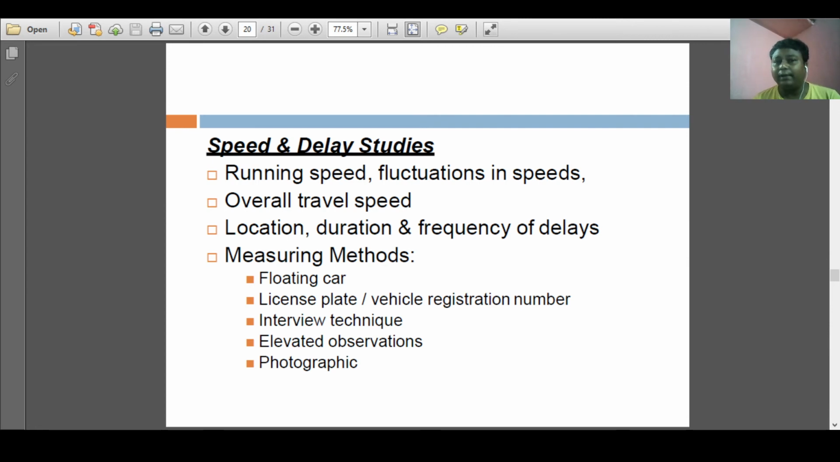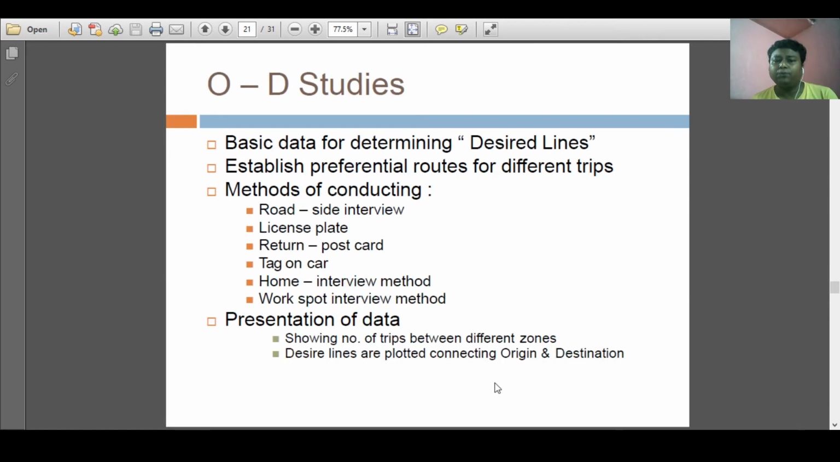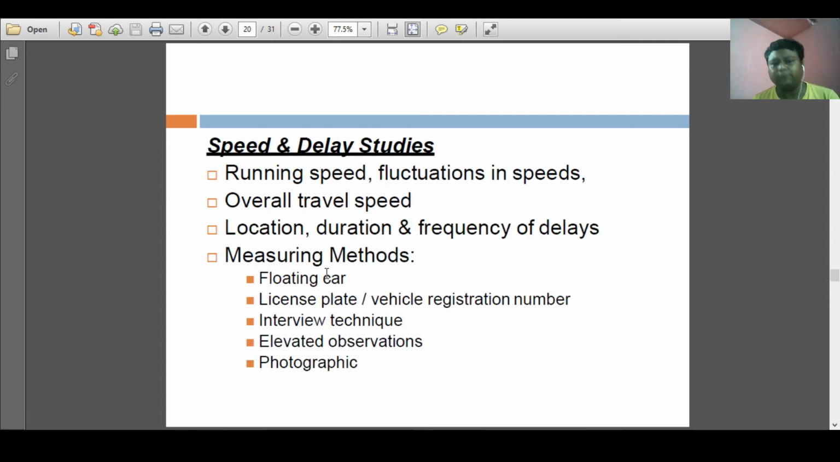Now, how do we calculate the speed and delay study? There are a few methods. First one is the floating car method. Next one is the license plate method. Third one is the interview technique. Fourth one is elevated observation, and fifth one is the photographic technique. Now what are these things? Before going over this survey, let's discuss the floating car and the license plate method.